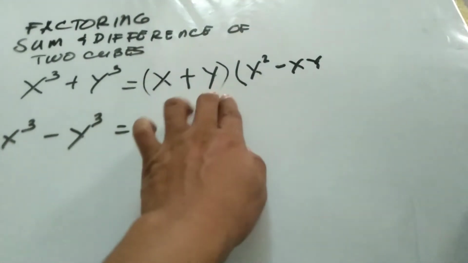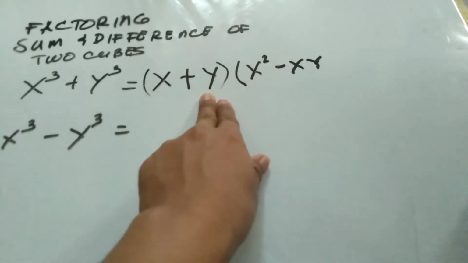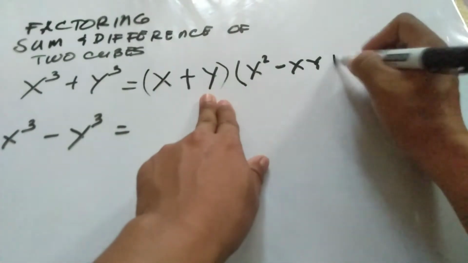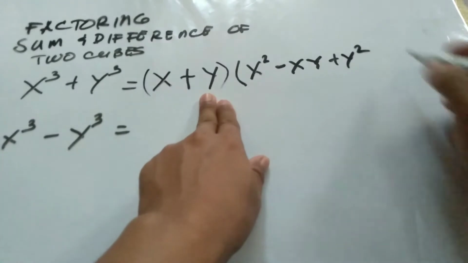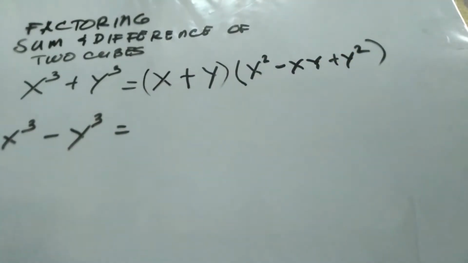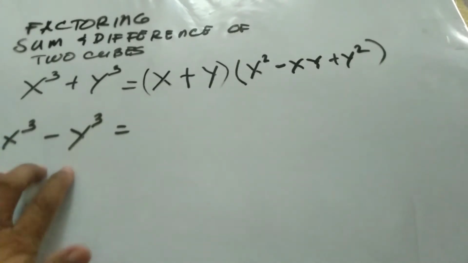Next. Square the last term. Y squared. So, we have plus y squared. Yan po yung factor niya. Okay? Ulitin natin ang procedure para sa number 2, yung pangalawa.